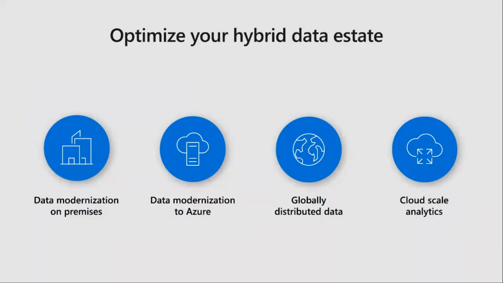So we have looked towards all the four aspects of how to optimize your hybrid data estate: data modernization on premises, data modernization to Azure, thinking about globally distributed data using Azure Cosmos DB, and cloud scale analytics using the Azure Synapse Analytics. Azure Data Factory will play a very important and critical role in the data integration tasks. And also for IoT, we have the Azure SQL Edge, which will allow us to deploy our SQL database in the edge and put our data of the IoT systems over there.